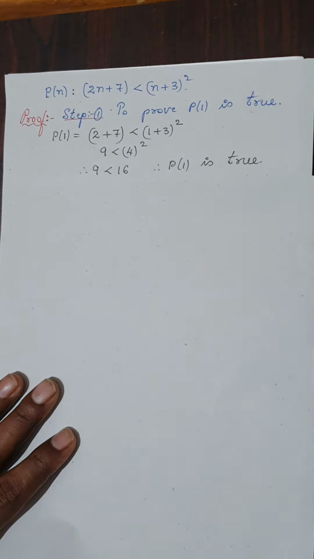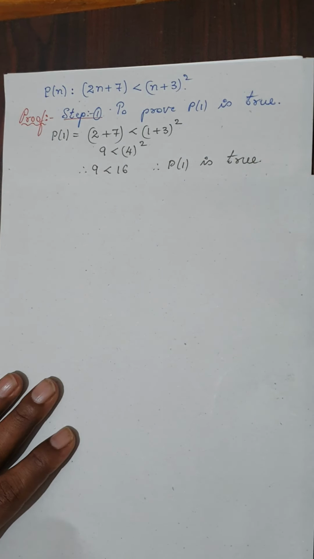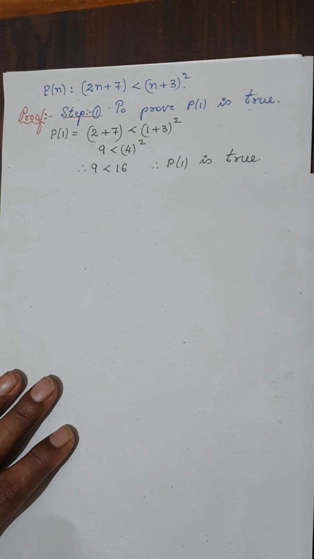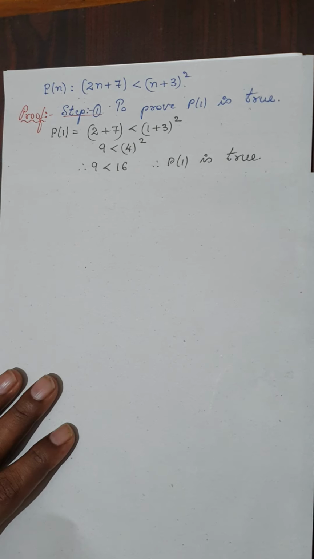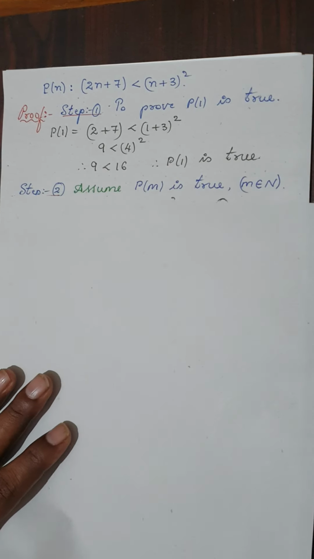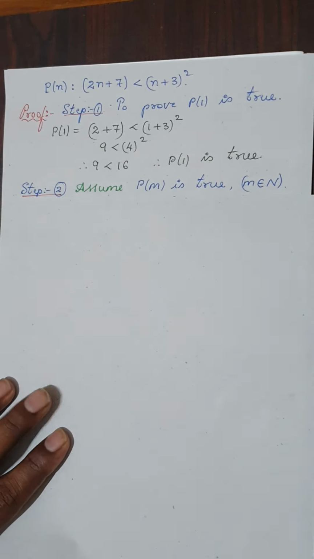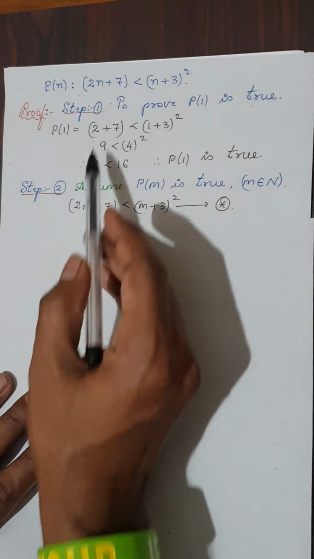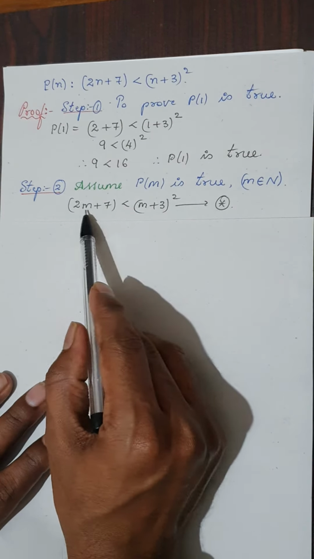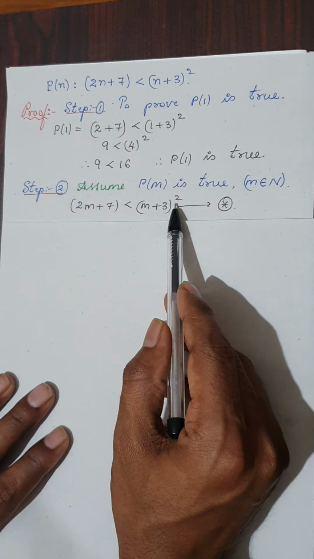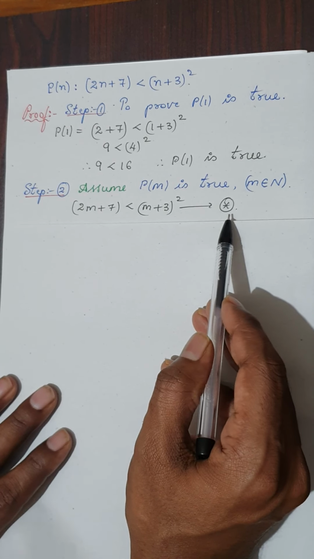So the procedure is the same, but steps are quite different from the previous problems because the equation is different. When the question is different, we have to go for a different process. As the disease is different, we are going to give different vaccines or different tablets, isn't it? In the same way. Moving on to step 2, here there is nothing much to do. As usual, we are going to assume P of m is true for some m belongs to N. Again here, you don't do anything, just replace n by m and keep it as it is. That is 2m plus 7 would still be strictly less than m plus 3 whole square. So take this term as equation star.